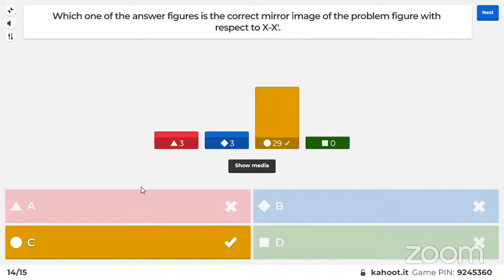All right, so we were supposed to find out the correct mirror image from the options. So C is the correct mirror image of the problem figure. Right, so moving on to our last question.